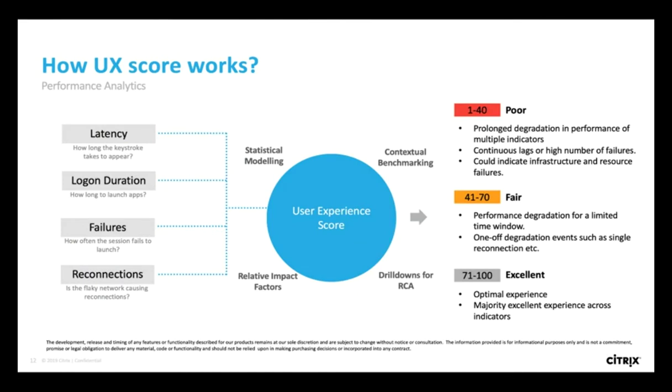So essentially how the end user experience works is it takes different factors; on the left-hand side, it has latency, logon duration, failures, and reconnections. And it takes all of that data and information to provide you with a user experience score. Again, we have 3 buckets: poor, fair, and excellent. And the idea is to have most of your users within that excellent score and to be reducing the number of users that have that poor experience. So we want to give you that visibility in order for you to be able to do that.